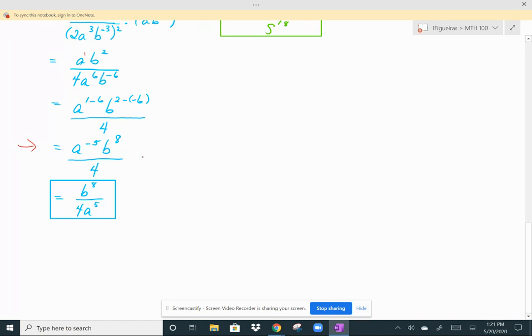This time, the only expression that has to move to the denominator is the a. The b already has a positive exponent, so the a to the negative 5 comes down and becomes a to the 5th, so you end up with b to the 8th over 4a to the 5th.